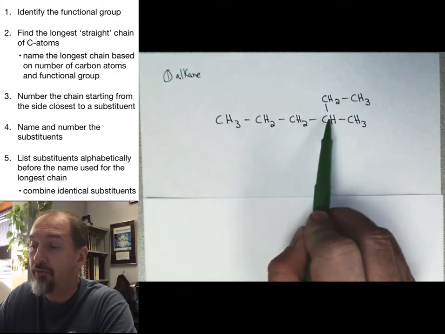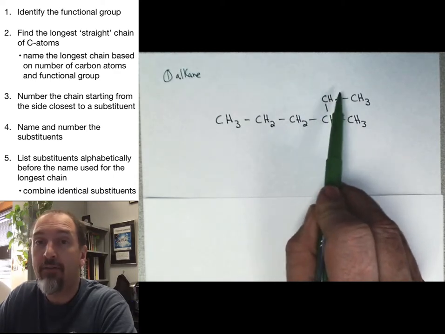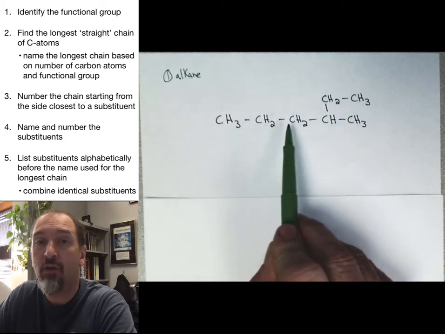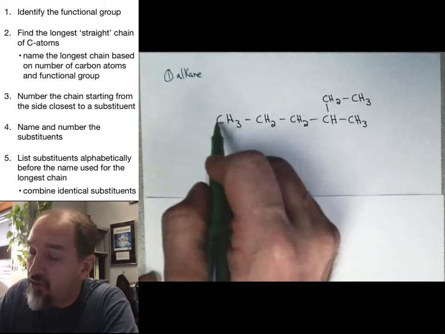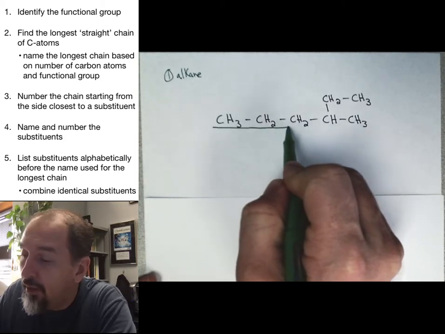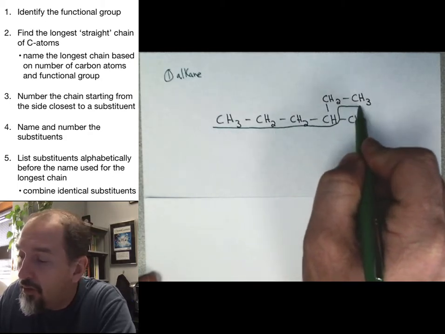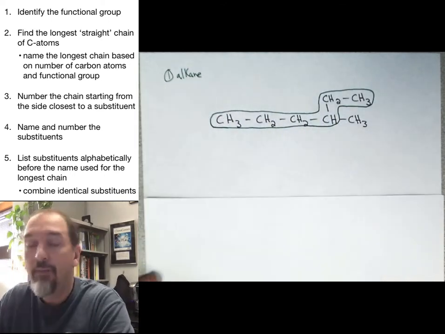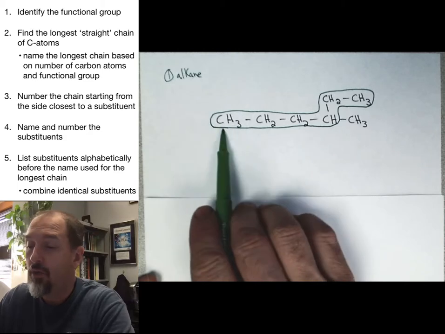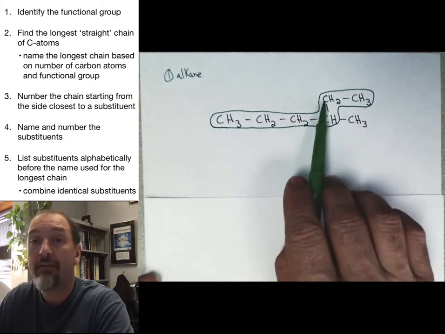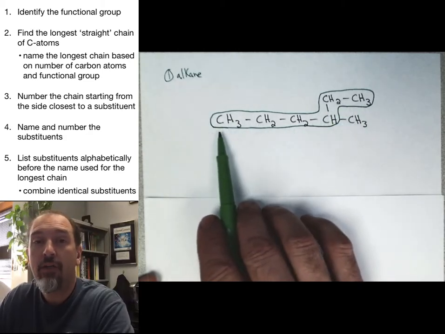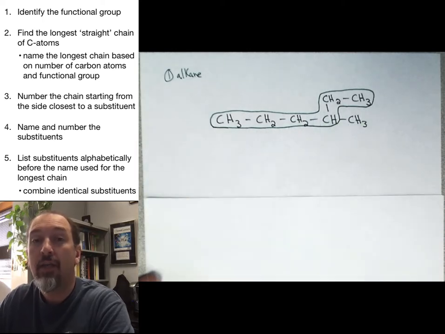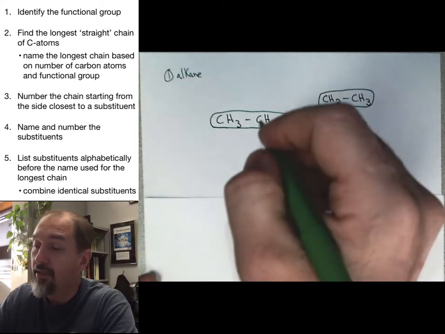1, 2, 3, 4. If I go up here, 5, 6. That's a longer chain than if I went just straight across. So my longest chain isn't straight across. My longest chain is actually going like this. There's my longest chain. So you have to be careful. Check every possibility. 1, 2, 3, 4, 5, 6 carbons is longer than if I just circled this chain going straight across. That would only be 5 carbons. So that is my longest chain, 6 carbons.